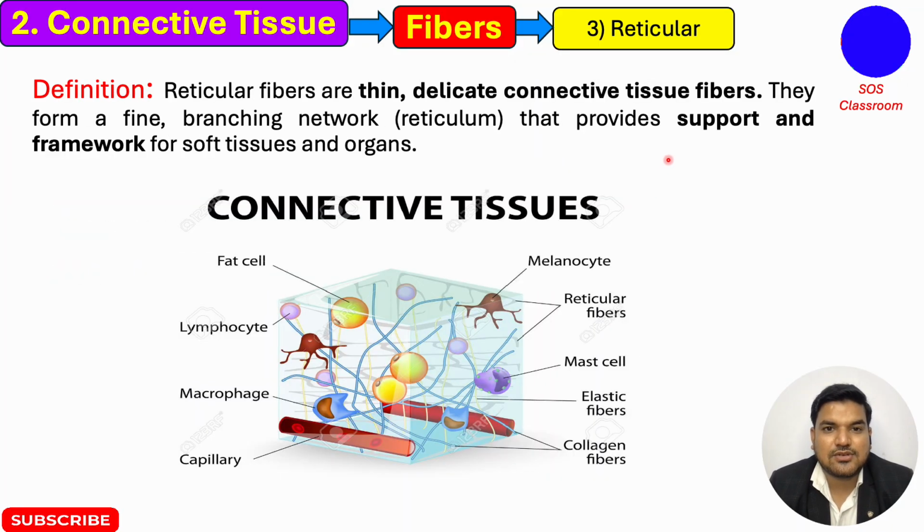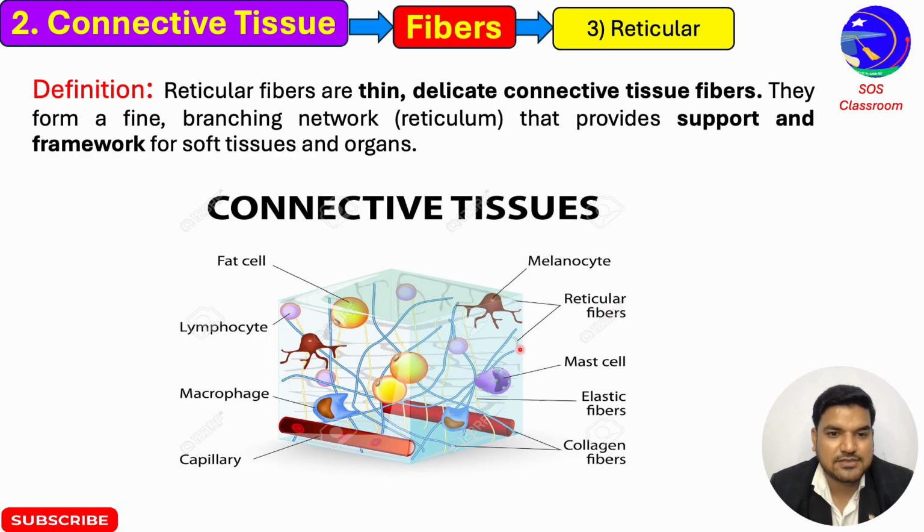And third is the reticular fibers. Reticular fibers are thin, delicate connective tissue fibers. They form a fine branching network, that is reticulum, that provides the support and framework of soft tissue and organs. So you can see connective tissue, melanocytes, secretion of the melanin.